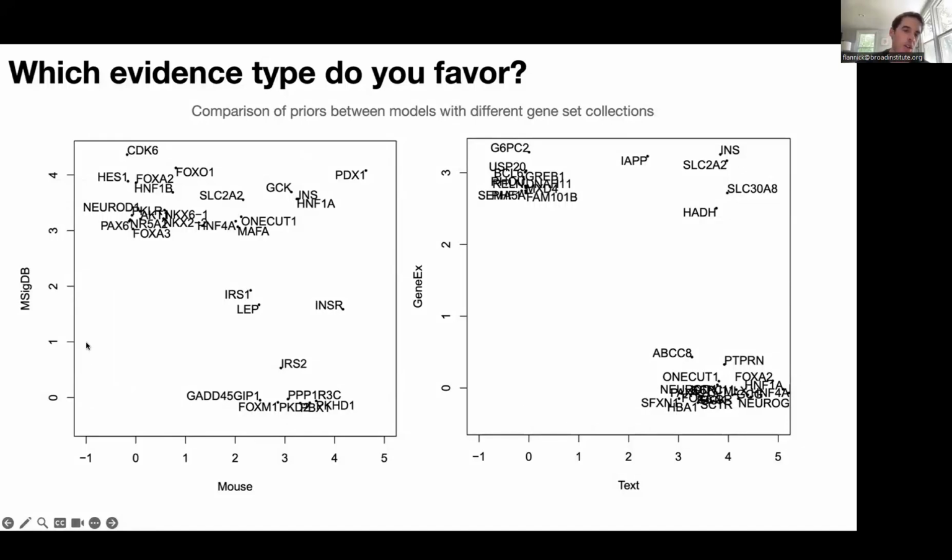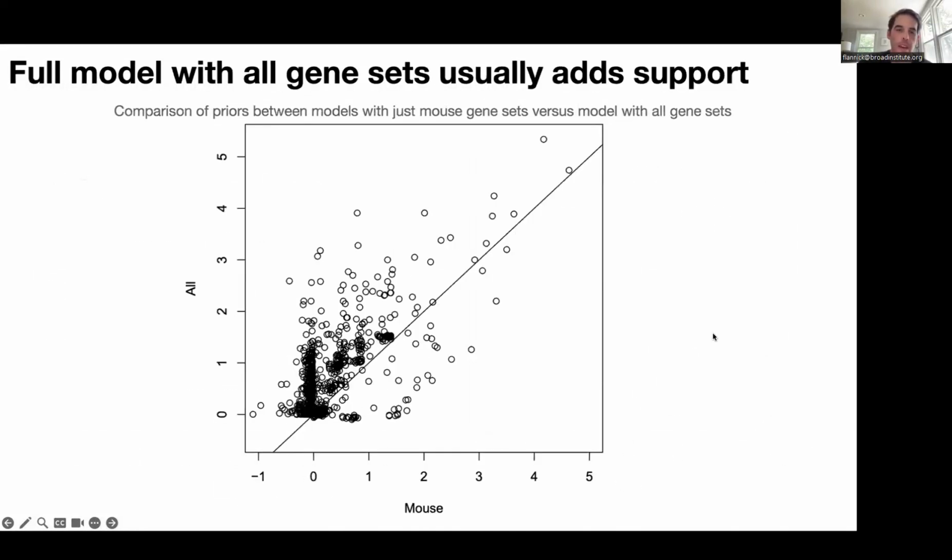So here I'm showing the top indirect evidence from mouse alone for diabetes versus pathways, and you can see it's not always the same. Here, text versus gene expression. So with gene expression, you'll find genes that are very, very active in islets for type 2 diabetes. And on the x-axis, you'll get a lot of drug targets because that's been published on a lot.